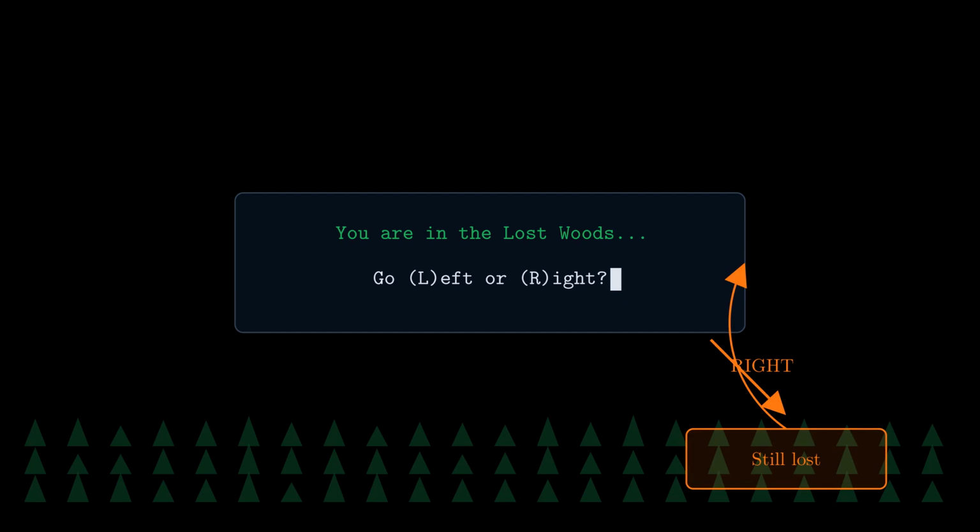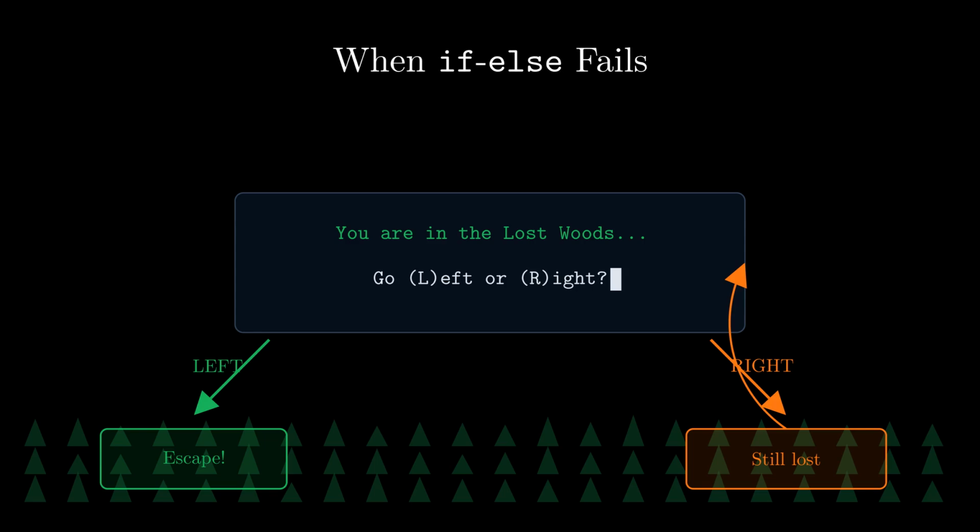Imagine you're building a text-adventure game. The player enters a mysterious forest called the Lost Woods. Every screen gives them two choices, go left or go right. If they go right, they see the exact same screen, still lost. If they go left, they escape. Sounds simple to code? It's not. This is why programming needs loops.